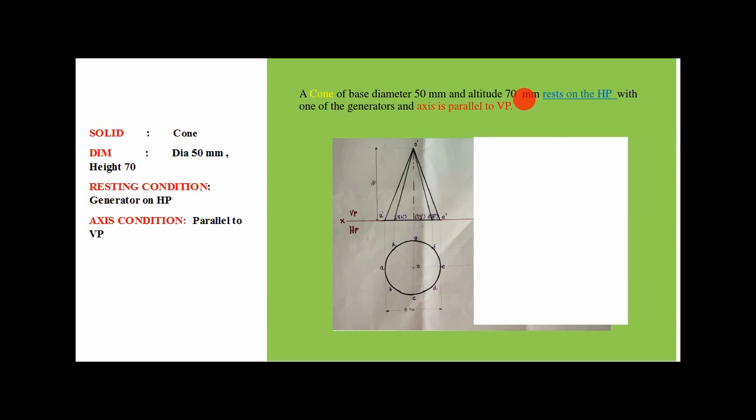So read the question carefully, then write the given data. The given solid is a cone, and the dimensions are given. See the resting condition. It is resting on the generator on HP. Now let us look at the axis condition. Axis is parallel to the VP. So the cone lies with the help of the generator, which means automatically this axis will be inclined to the HP.